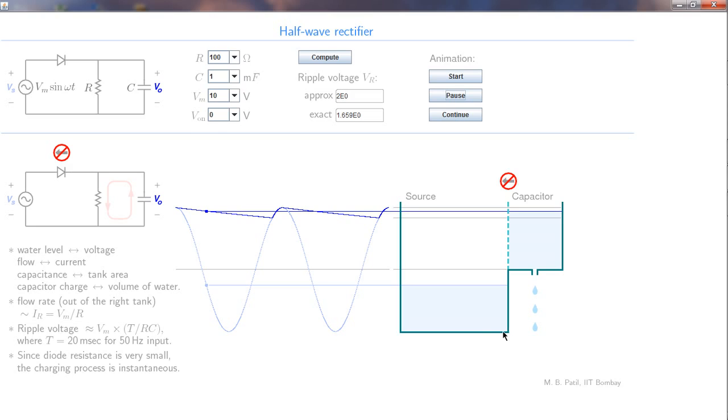Now what happens is this source level goes up, and when it goes above the capacitor level, then there is a sudden water flow from the source to the capacitor. And let's just watch it once again.